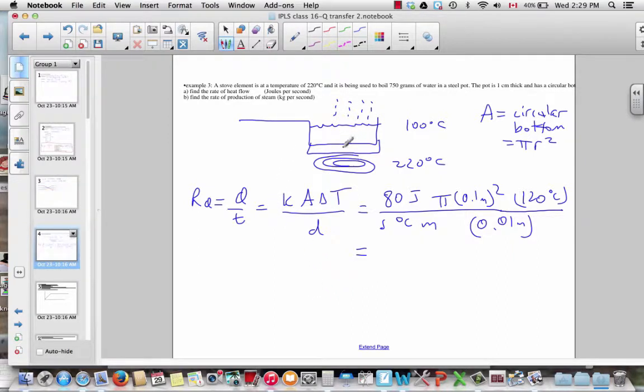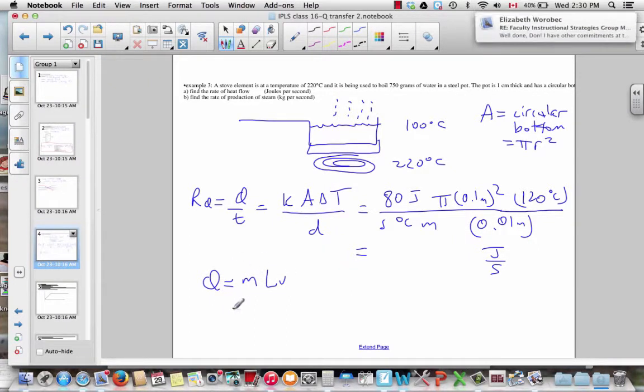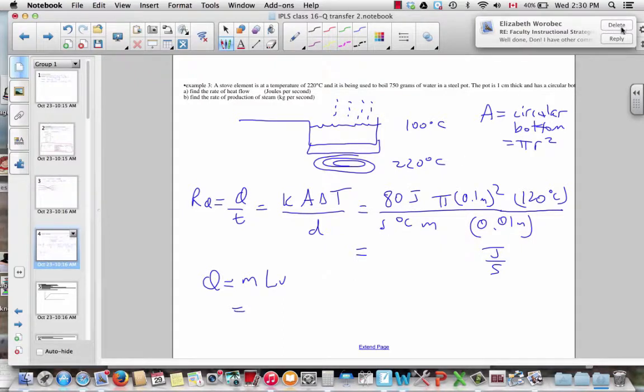Now, as the thermal energy comes into the boiling water, it's going to produce steam. We know that the thermal energy that's making steam is latent heat, and is therefore given by this relationship here.